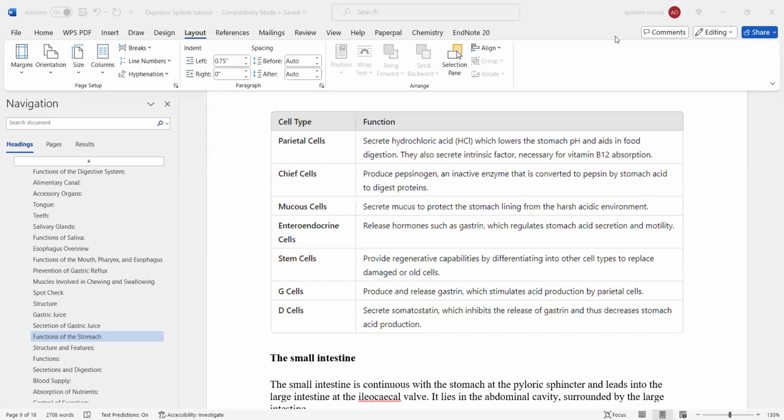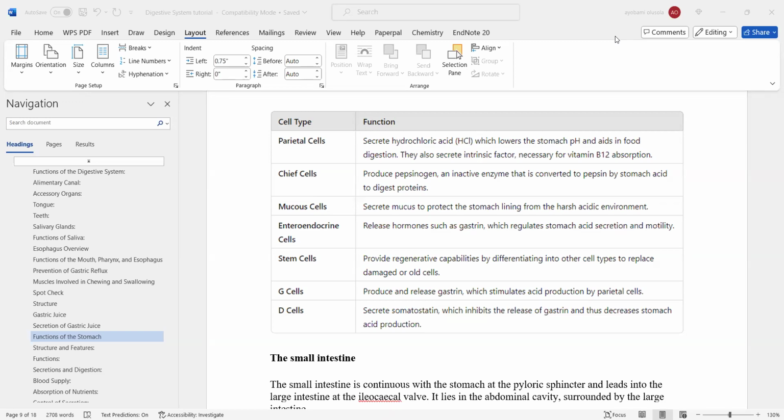So the stomach has several types of cells, and these cells have some secretory functions. Take, for instance, the parietal cells. The parietal cells secrete hydrochloric acid, and this lowers the pH of the stomach. It also aids in food digestion. The parietal cell also secretes intrinsic factor. And like I said, this intrinsic factor is necessary for vitamin B12 absorption.